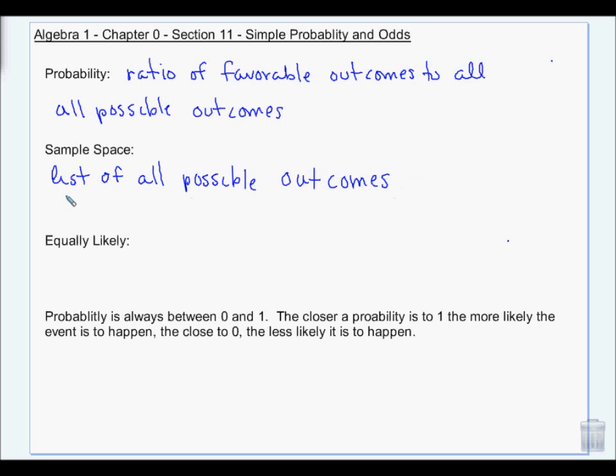So let's take, if you were going to roll one single die, right? So if you had one die, your sample space, you can roll a 1, a 2, a 3, a 4, a 5, or a 6, right? That's your sample space.